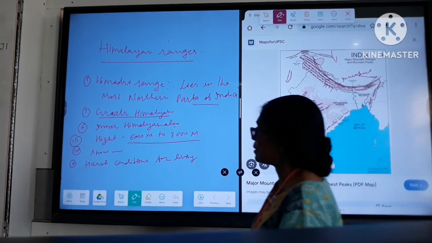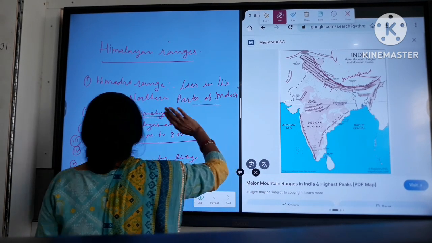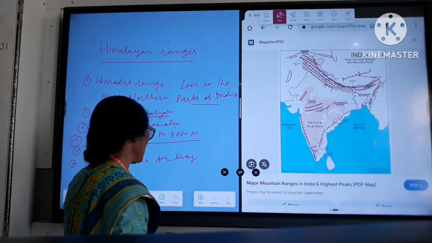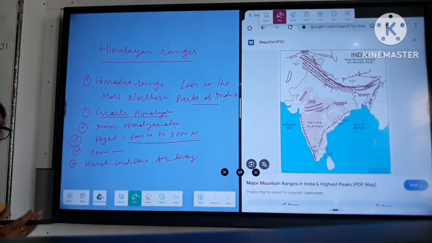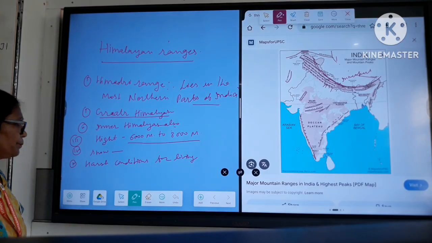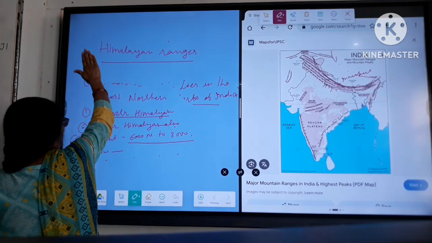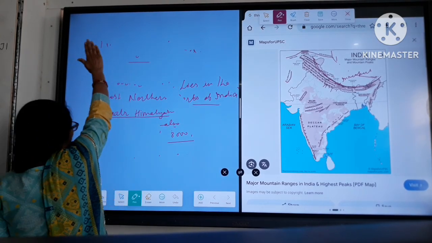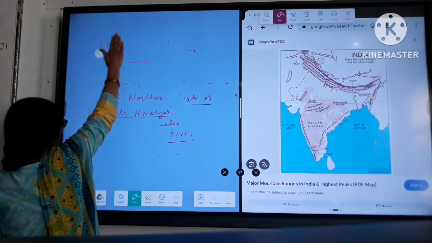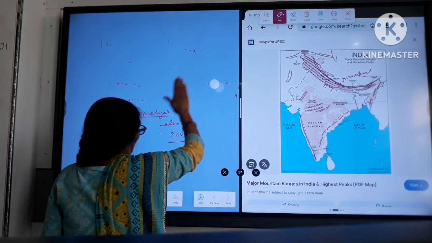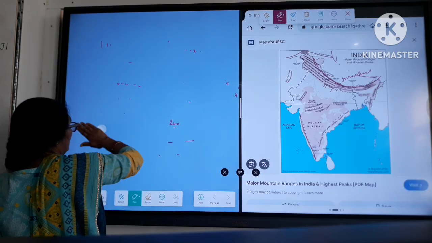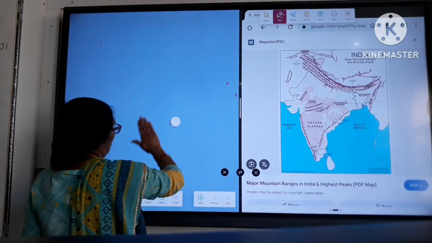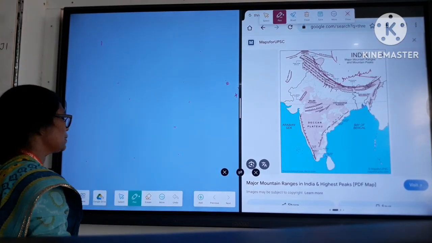Now we will discuss the second range. The Himalaya range is known as the inner range, the Greater Himalayas, and the most inner range. Now we come to the second range. What is the second range of the Himalaya? Himachal and Middle Himalaya, that is known by many names, like Himachal.